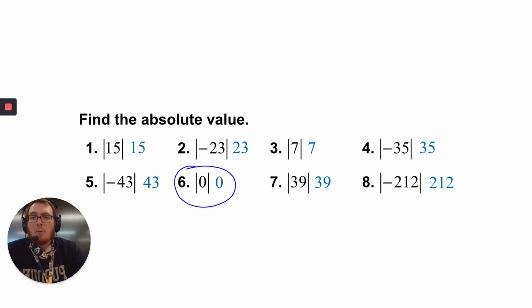The one I really want to bring to your attention is number 6, the absolute value of 0. The absolute value of 0 is 0 because 0 is 0 away. You're already there. You're saying, how far away am I from school? You're at school. Oh, okay. Well, I'm 0 away. That's what that's saying.